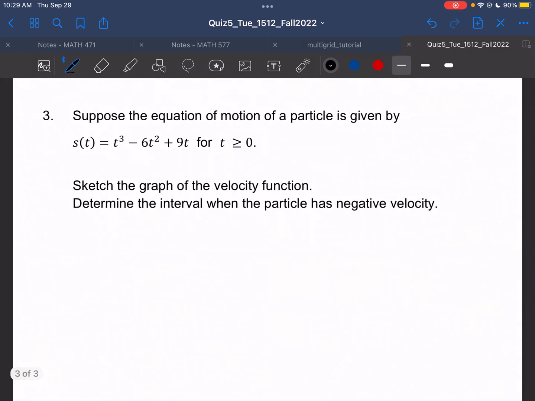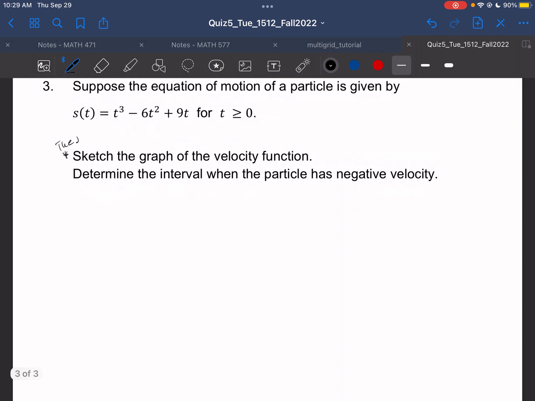And the last problem for both quizzes, you had this equation of motion of some particle. You wanted to sketch the velocity. This was just on the Tuesday. And then determine where the particle is in negative velocity. So first things first, we have to remember that s prime of t, the rate of change of our position, is our velocity. So we need to find s prime of t.